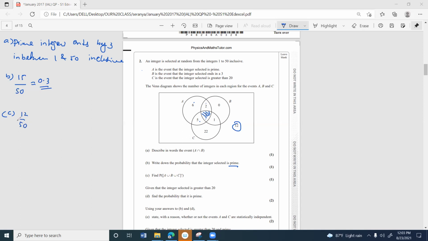12 out of altogether 50. That's the probability for that. If you want, you can write 0.24, or you can write 12 out of 50, or you can just write it either way, it doesn't matter. Right.